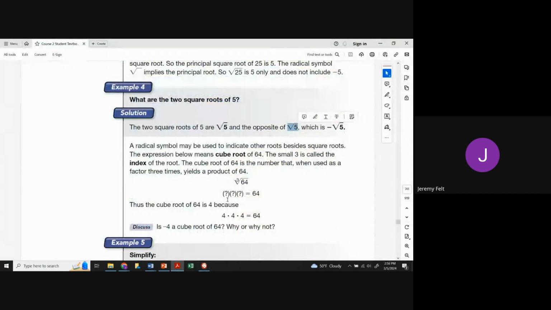So we could think of this in the other direction, where 4 to the power of 3 equals 64, so the cube root of 64 equals 4. 4 times 4 is 16, times 4 is 64. So the cube root of 64 is 4. And so that's something a little new that we'll see a lot more down the road.